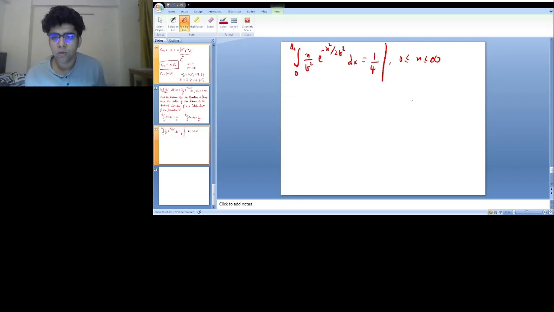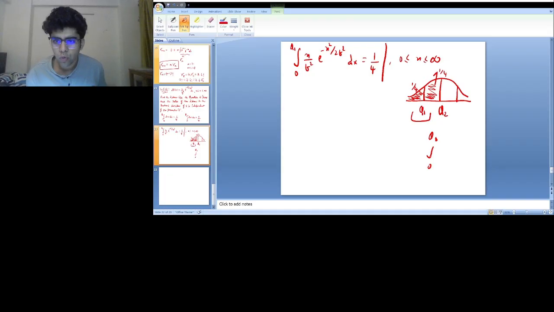Quartiles just divide the whole distribution into 4 parts. So if this is the first quartile, the area under the curve before this will be 1 by 4. Now this is q2, so this will also be 1 by 4, and 1 by 4 plus 1 by 4. So the total area from 0 to q2 of f(x) dx will be equal to half.